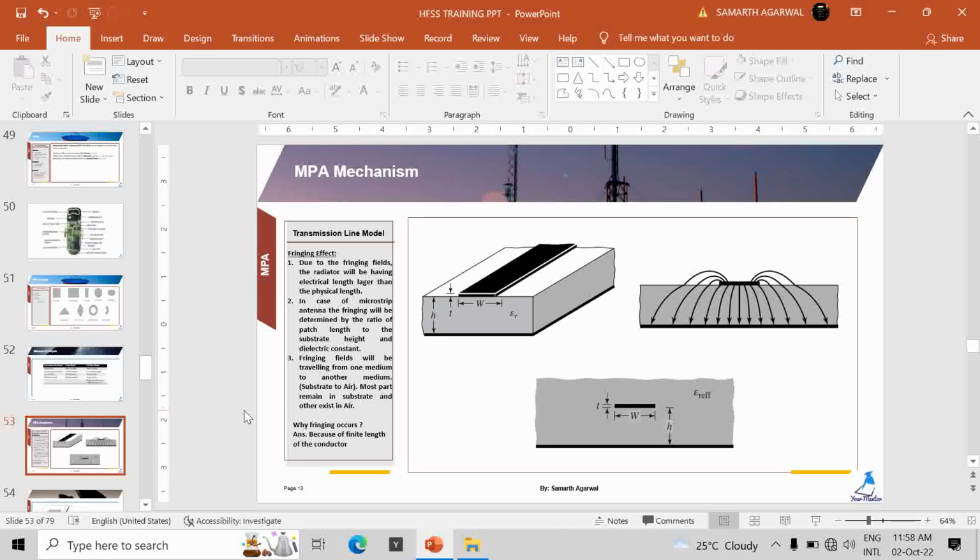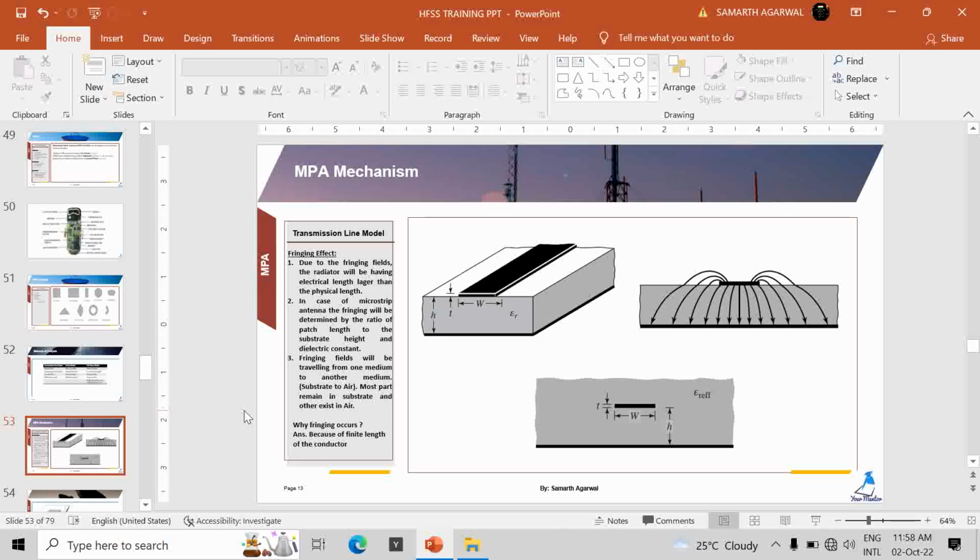Now, why am I saying transmission line model? Because in this microstrip patch antenna, whatever feeds we are using, it's a strip line, a microstrip line. So it is nothing but a transmission line only, in order to propagate or carry the fields so that the patch can radiate. Mainly the reason behind the radiation pattern or the bandwidth is these fields, and that too fringing fields. Now, what are fringing fields?